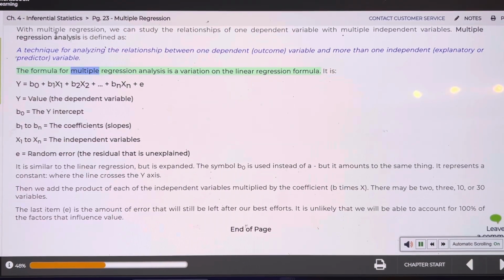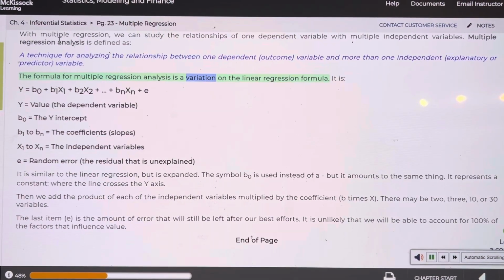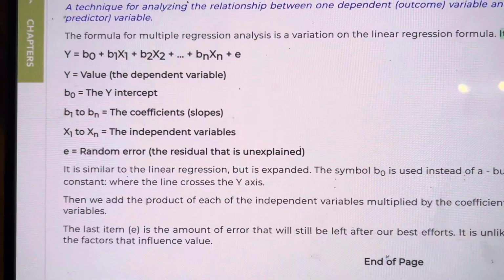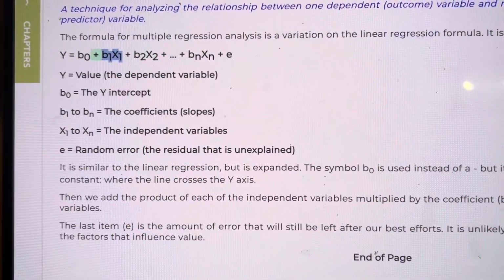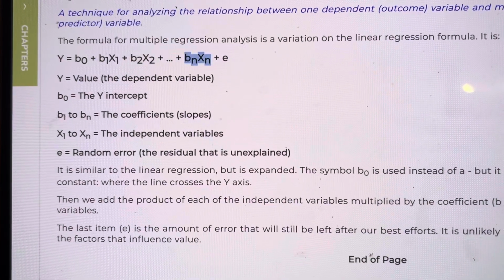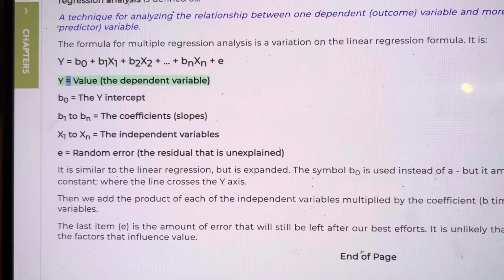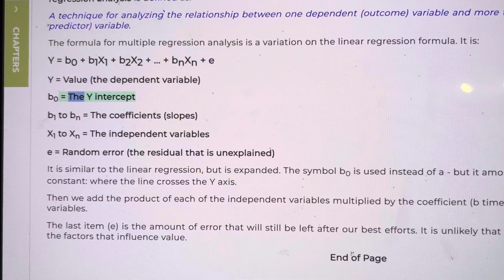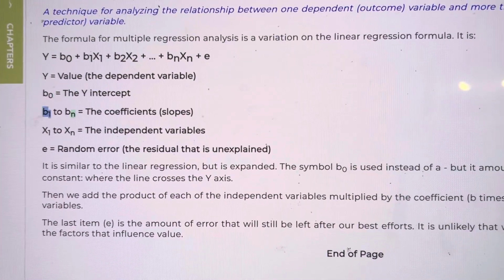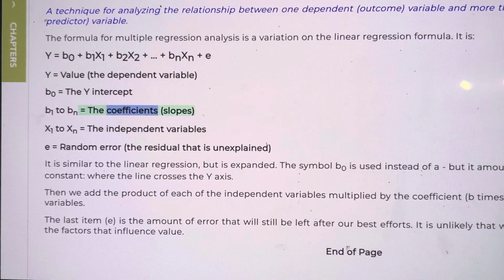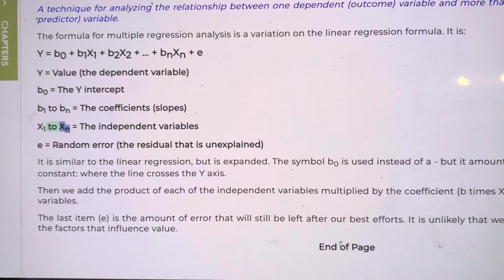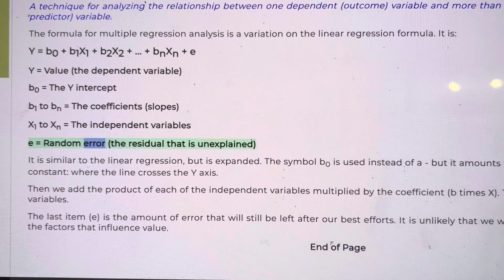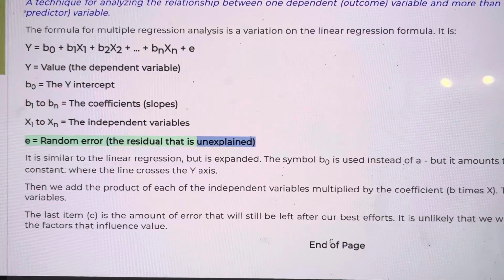The formula for multiple regression analysis is a variation on the linear regression formula. It is y equals b0 plus b1 x1 plus b2 x2 plus bn xn plus e. Y equals value, the dependent variable. b0 equals the y-intercept. b1 to bn equals the coefficients, slopes. x1 to xn equals the independent variables. E equals random error, the residual that is unexplained.